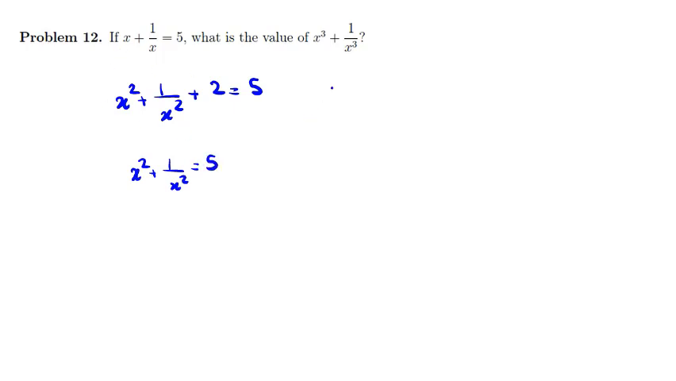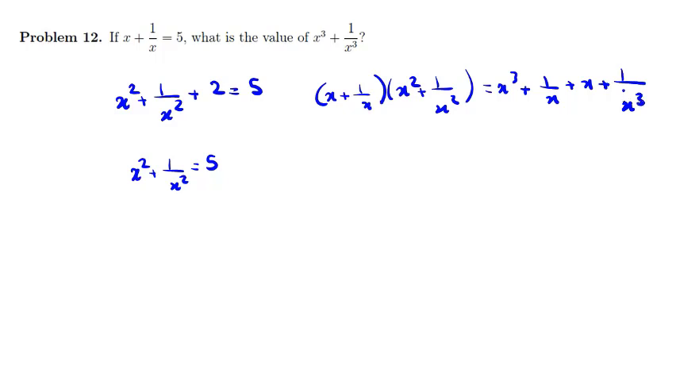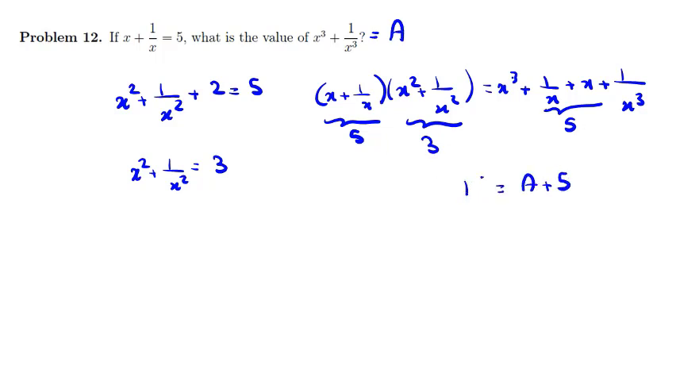If we multiply x plus 1 over x by x squared plus 1 over x squared, it will be what? X times this will be x cubed, plus x times this will be 1 over x, this times this will be x, plus this times this 1 over x cubed. So x plus 1 over x is 5, and we know it is what? It is 5. This one, if you take 2 to the right hand side, it will be 3. If I call this one, for example, a, plus 5 equals 5 times 3, which is 15.